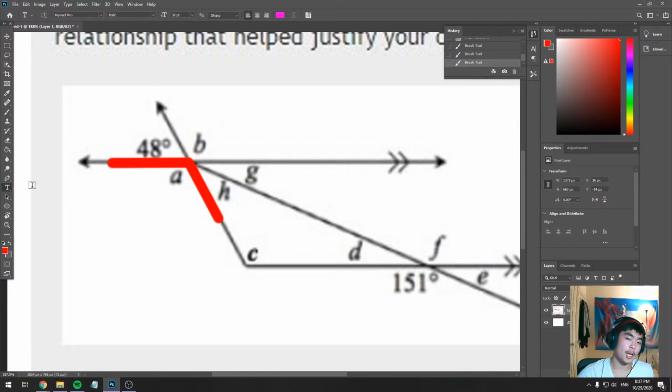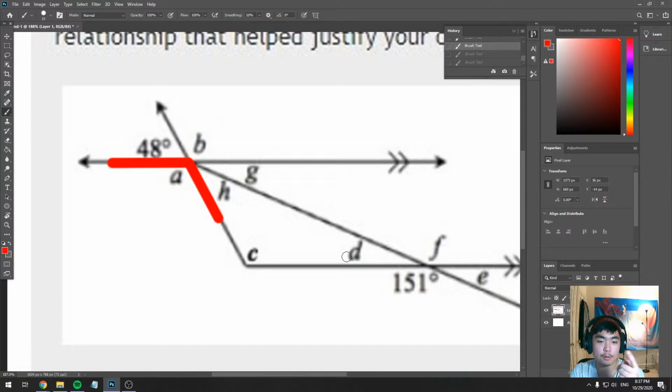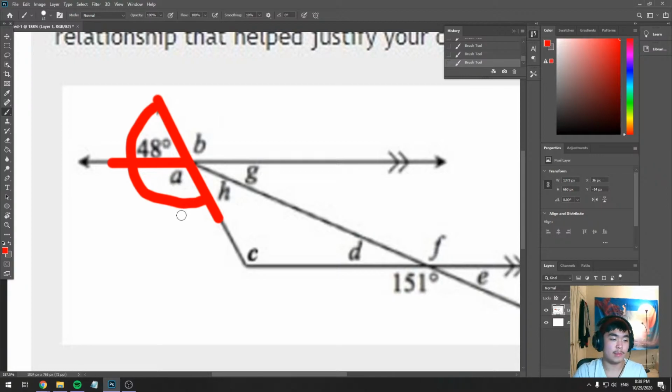So remember, our 3 strategies are 1, parallel lines, right? Which we have 2 of those in this problem. We have parallel line, parallel line. Second strategy, triangles, right? The triangle angles sum up to 180. Third strategy, supplemental angles, right? Any 2 angles that form a line add up to 180. So let's see, let's look at A. If you notice that A and 48 are supplemental, then you would be correct, right? That would be where you start.